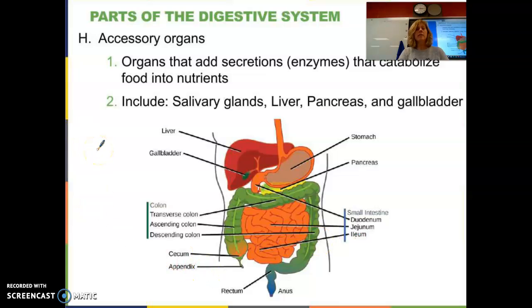And I think, honestly, this is all of the really important stuff that we're going to do. So literally, this is all you need to know for the digestive system, and we will move on.